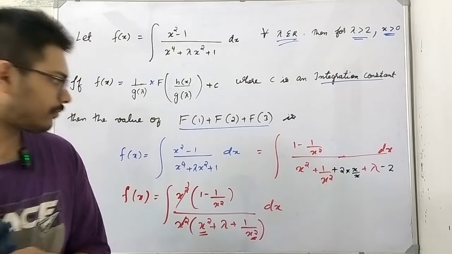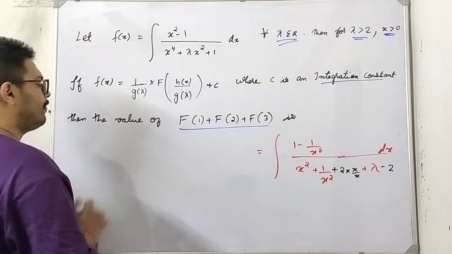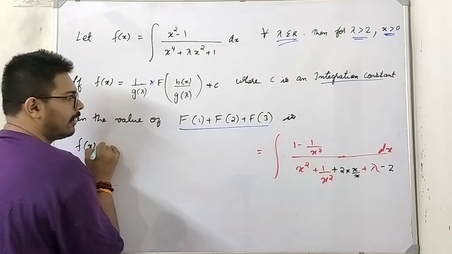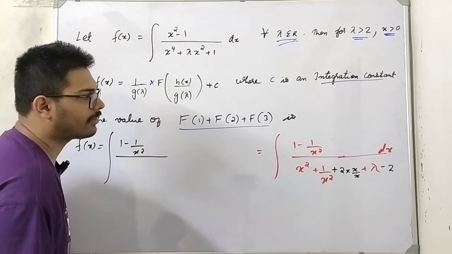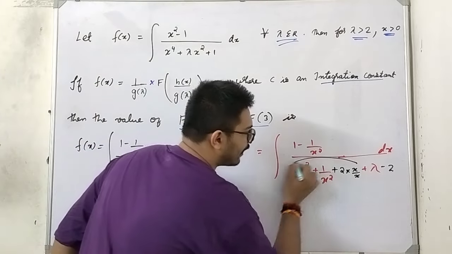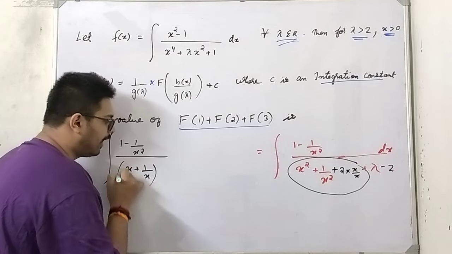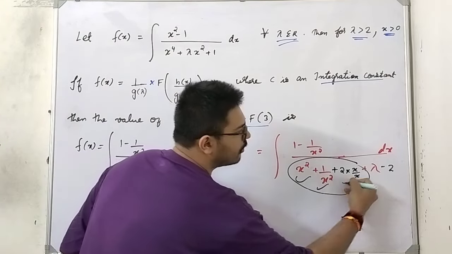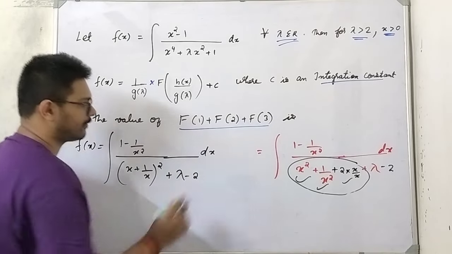Now our f of x will become the integral of 1 minus 1 by x square divided by, this value I can write as x plus 1 by x the whole square, a square plus b square plus 2ab, plus lambda minus 2, dx.